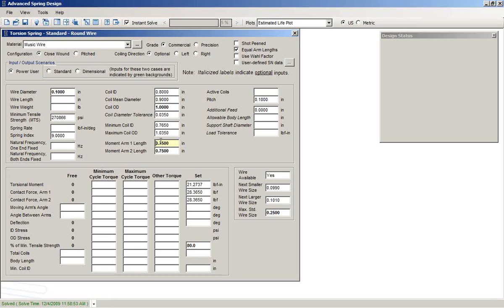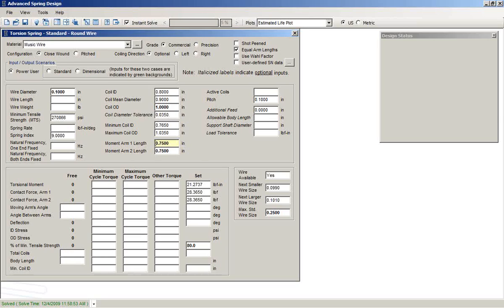Notice that as I made an entry in one of the moment arm length fields, the same entry was made in the second moment arm length field. And that happened because of this option up here, equal arm lengths. By setting that active, it equates those two. And that allows the software to be able to back solve for moment arm length given other inputs if we need to, adding to the flexibility.